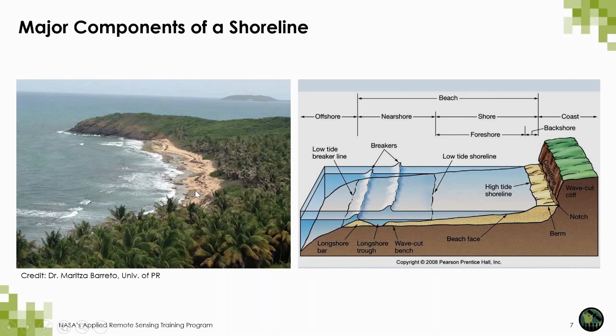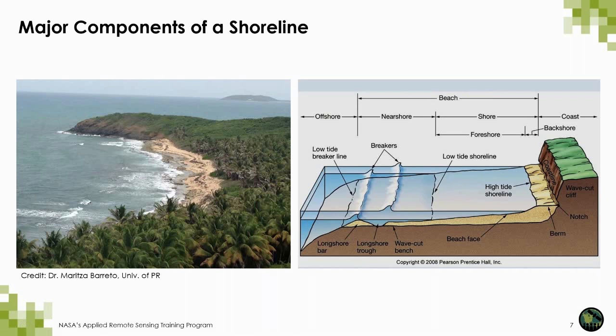The shore is the zone between the lowest tide and the highest elevation on land affected by storm waves. So in this particular photo from Puerto Rico, it's pretty much from where I have my pointer here to about this area over here. So the shore also includes what we usually call the beach, which in a moment we'll see that it's called differently.